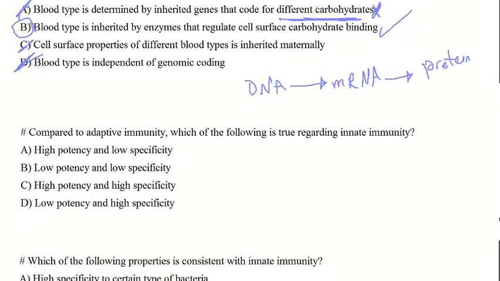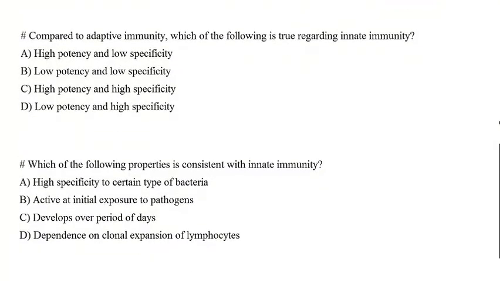Compared to adaptive immunity, which of the following is true regarding innate immunity? So we just discussed how adaptive immunity could be slower, but then it mounts a more specific and a stronger, more potent attack. Well, this one has low potency and low specificity, versus if we were talking about adaptive immunity, choice C would have been correct.